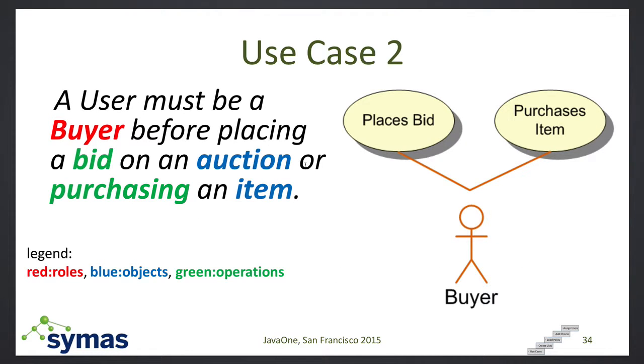Use case 2, we have a buyer, and they can place a bid and purchase items. So we can articulate that into a statement that says a user must be a buyer before placing a bid on an auction or purchasing an item. And furthermore, we can parse those elements into color coding to give us an idea of what type of RBAC entity we're talking about. For example, we have shaded in red the role, which is a buyer, and we have shaded in blue the objects, auction and item, and shaded in green, we have the operations, bid and purchase. So out of this, a role falls out of buyer and 2 permissions, auction bid and item purchase.